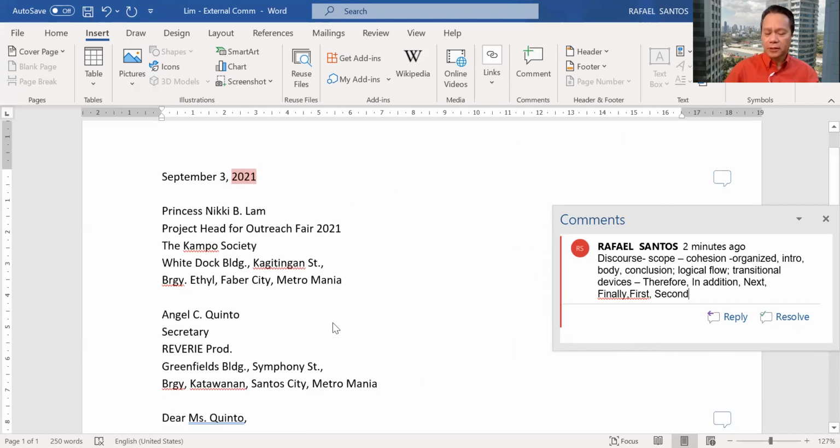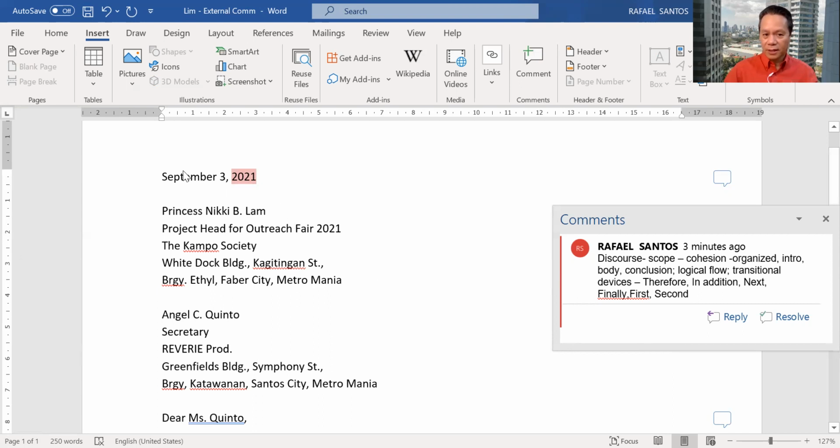Of course, this is a letter. This is not an essay, but we're just using it to demonstrate how we can investigate something using a particular set of lens or your framework. Again, what is our framework? Our framework is Hymes' discourse competence. Is there discourse competence here? So let's take a look.